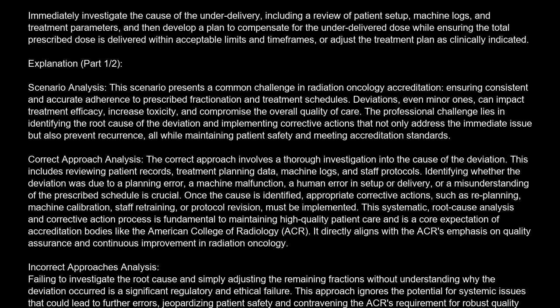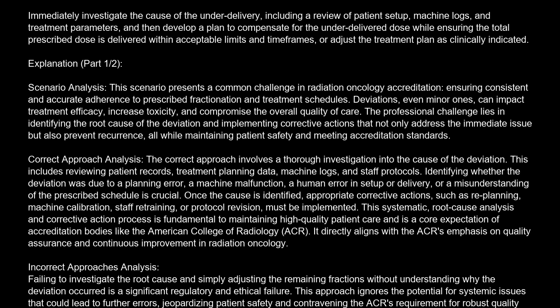The correct answer is B. Immediately investigate the cause of the underdelivery, including a review of patient setup, machine logs, and treatment parameters, and then develop a plan to compensate for the underdelivered dose while ensuring the total prescribed dose is delivered within acceptable limits and timeframes, or adjust the treatment plan as clinically indicated.